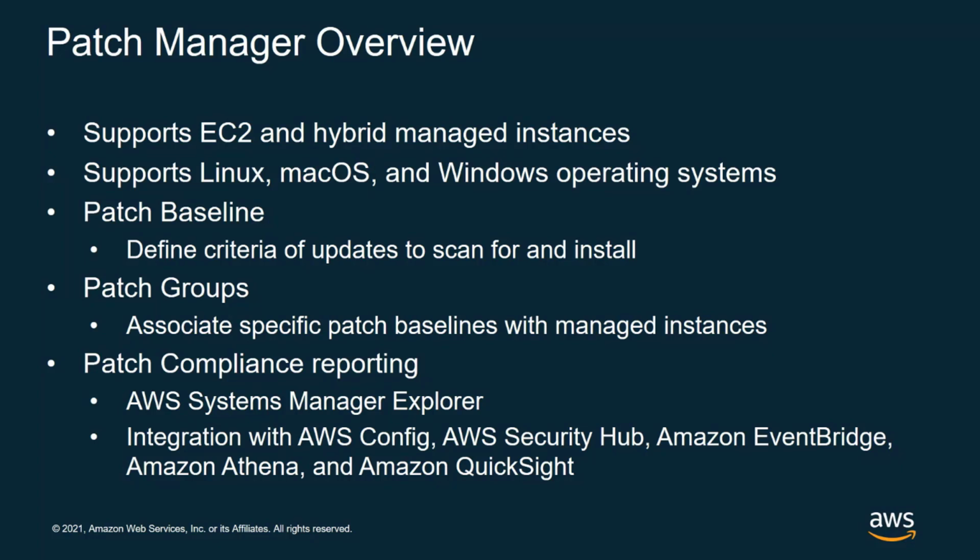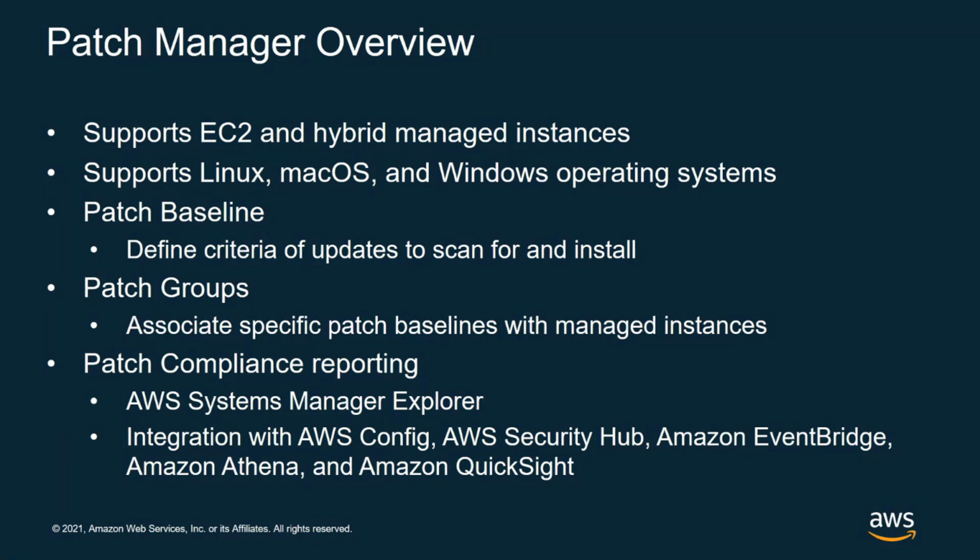And Patch Manager supports the major Linux operating systems such as Amazon Linux, Amazon Linux 2, CentOS, Debian, Oracle, Red Hat, SUSE, and Ubuntu. And then Patch Manager also supports macOS on EC2, as well as Windows servers, both in EC2 and hybrid. And within Patch Manager, we're going to be creating what we call patch baselines, which are, again, going to define the criteria for the types of updates to scan or install.